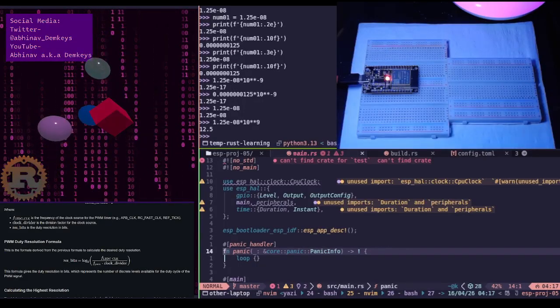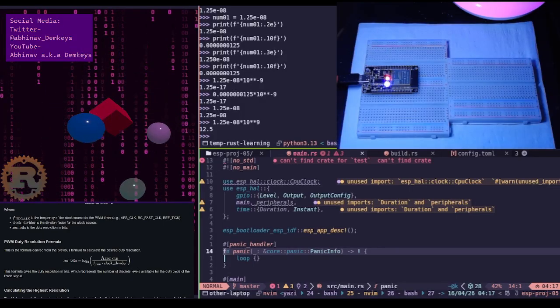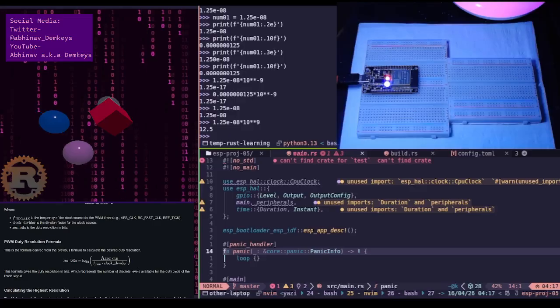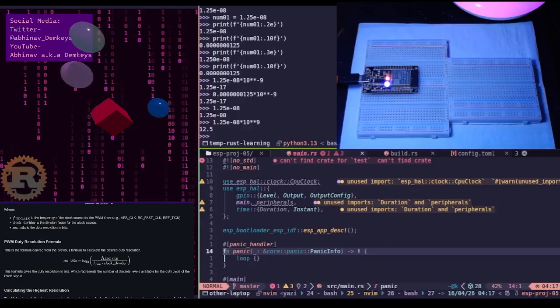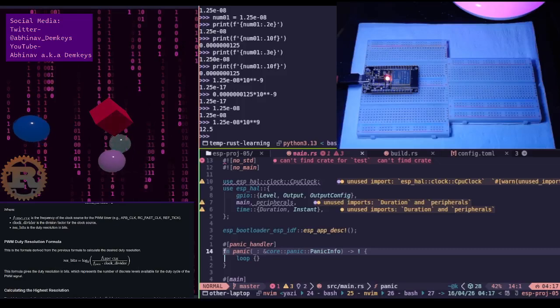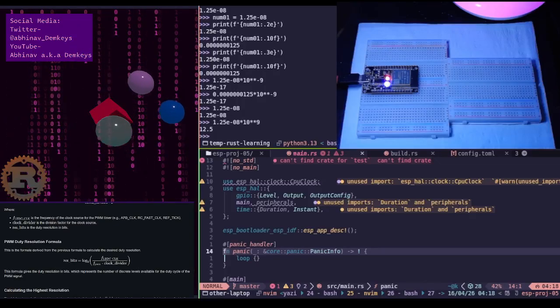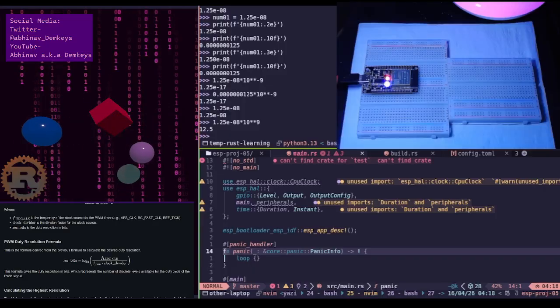Give me a second. I'm just asking Gemini a question here. Okay, I have NeoVim open. Oh yeah, I do actually. Let me take care of that.